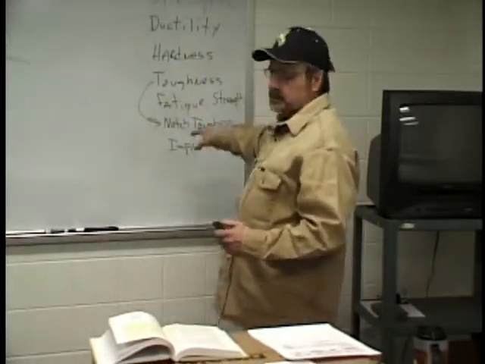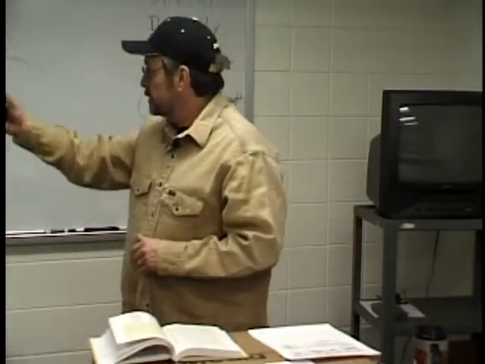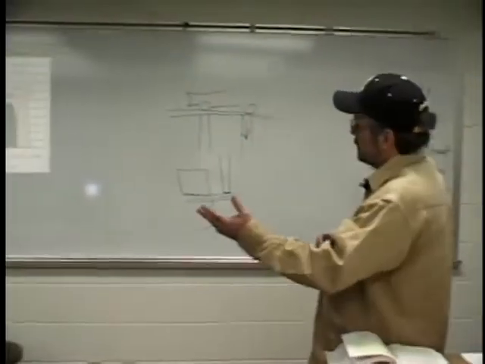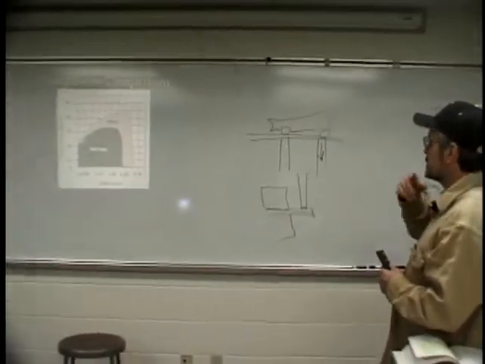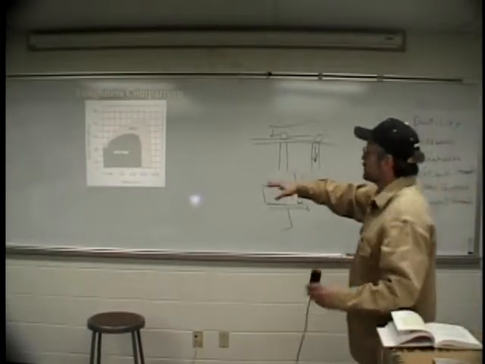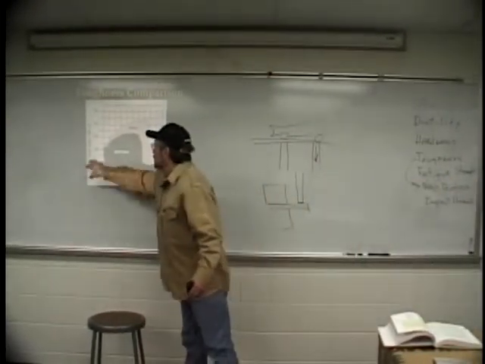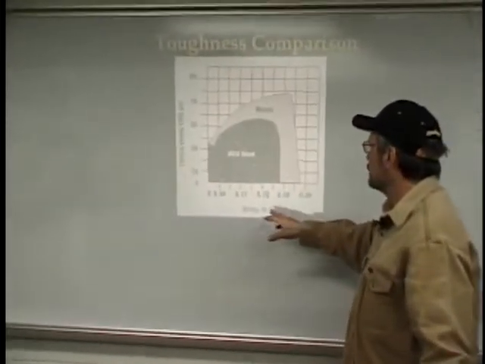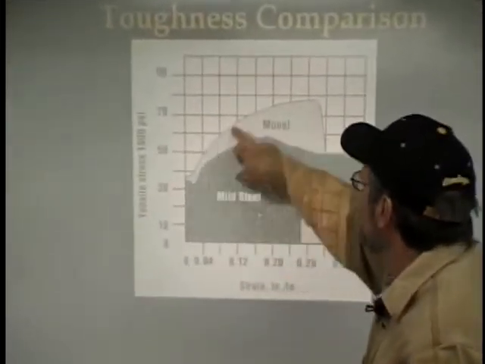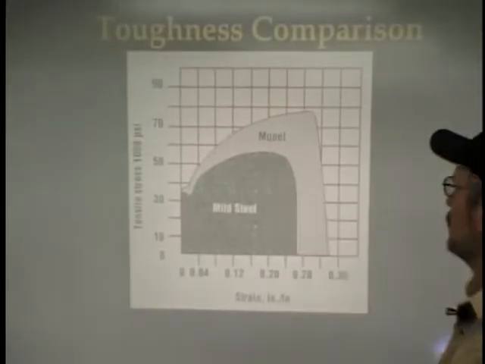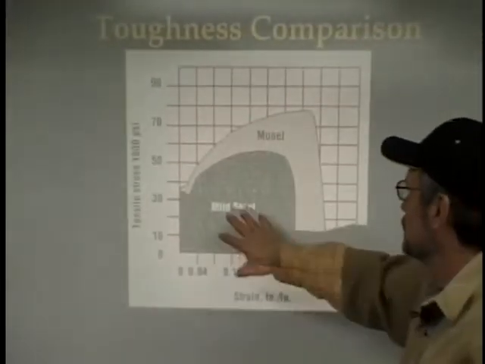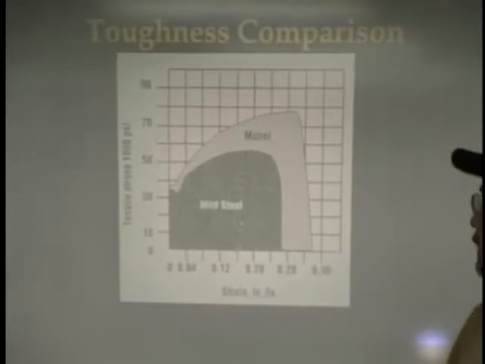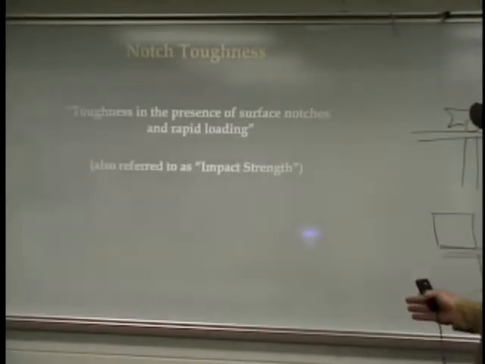And the way they do this test that he's talking about, if you look here at the board, I'm sorry, this is a toughness comparison. This is a stress strain diagram that's here for mild steel and Monel. All it's showing here is that we would have a greater amount of toughness if we added a little Monel to the steel instead of just mild steel. That's all that one is. But let's see, notch toughness.